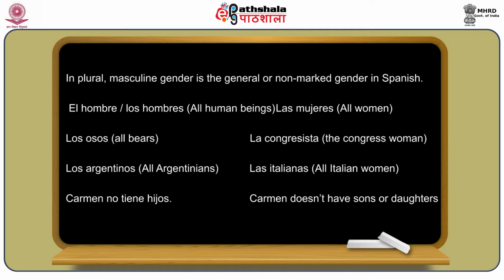So if I contrast this last with los italianos, then it will include all the Italians, and las italianas will only include the women. Now, one more example. For example, Carmen no tiene hijos. Now, hijo, as you know, is son, and hija is daughter, but hijos will include both sons and daughters. So Carmen doesn't have sons or daughters, so it will include both genders.